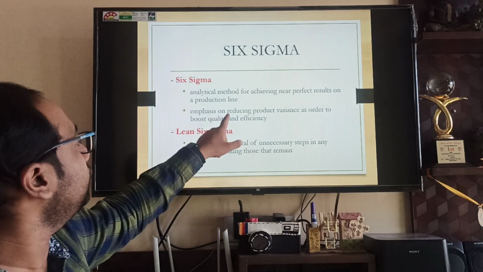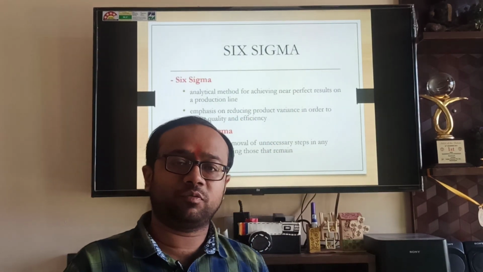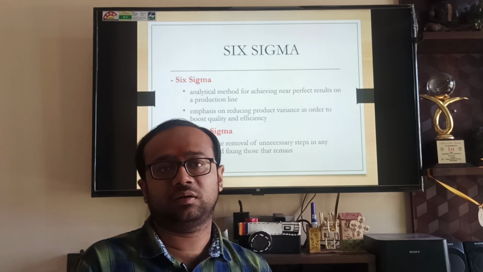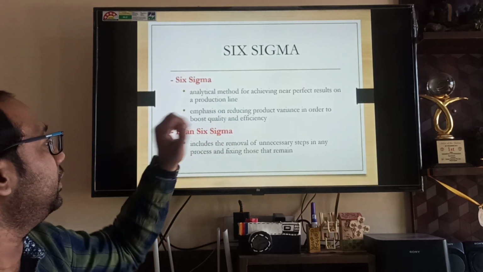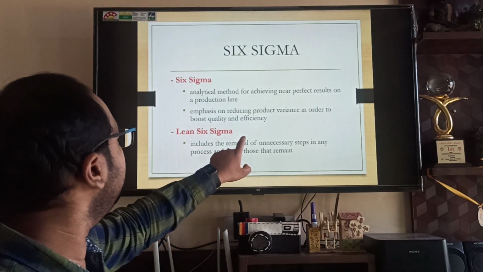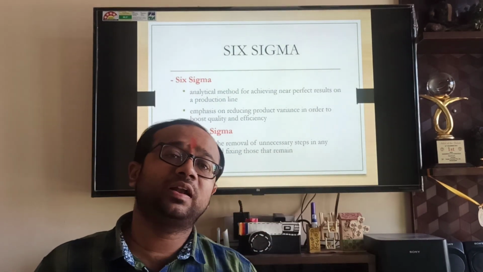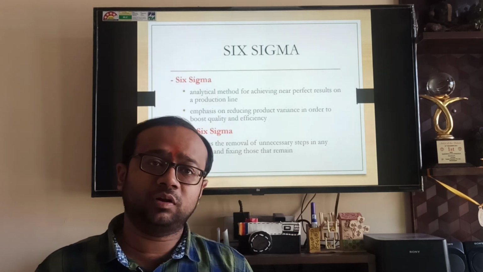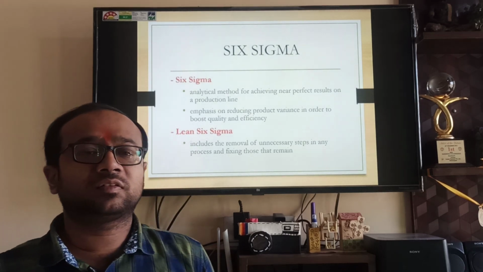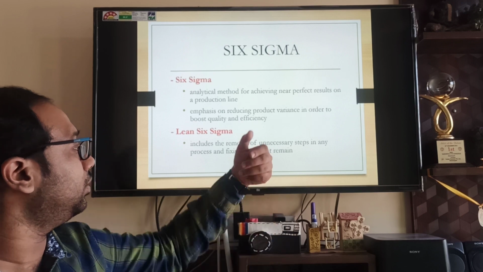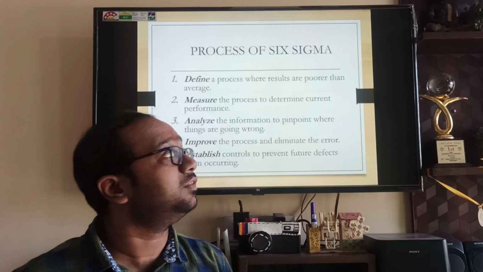Emphasis on reducing product variance in order to boost quality and efficiency. So if 1000 units are being made, how do we see that all 1000 are the same? That improves your quality and efficiency. Now in that we study the concept of Lean Six Sigma. It includes the removal of unnecessary steps in any process and fixing those that remain. There will be many steps which are unnecessary. In day-to-day life you might observe this in simple tasks also. Same is the case at shop floor. Out of 10 tasks, maybe one is unnecessary. You can remove that, kick that off right away. And for the remaining, fix how you can bring efficiency. This is Lean Six Sigma.